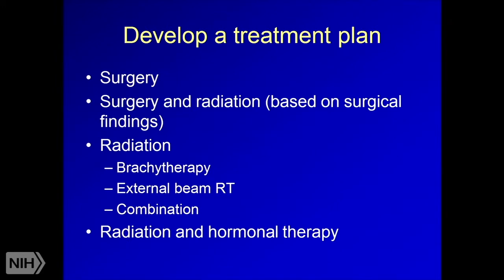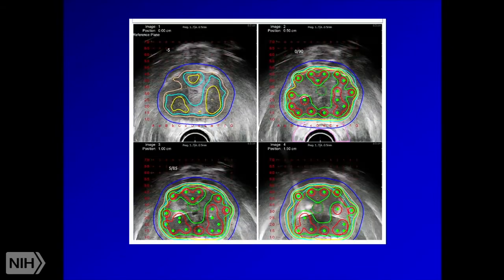So again, if we think about developing a treatment plan, this patient has a lot of different options. They can undergo surgery. They might need surgery and radiation based on surgical findings. They could undergo radiation alone, but this patient would have an option of brachytherapy or external beam radiation or potentially a combination of both. Or they could get radiation and hormonal therapy.